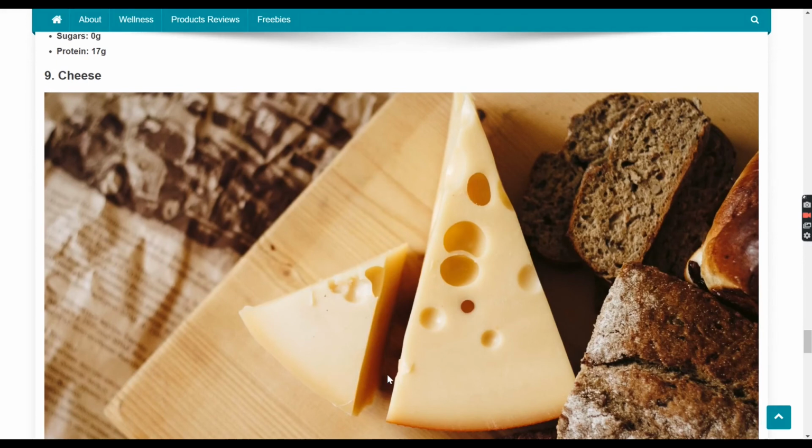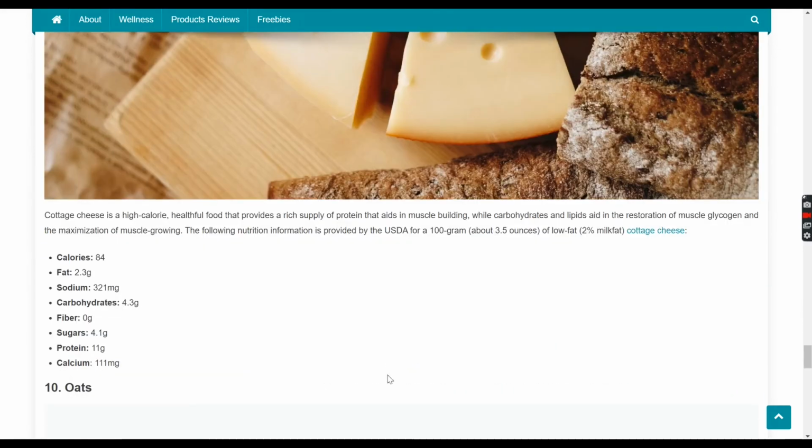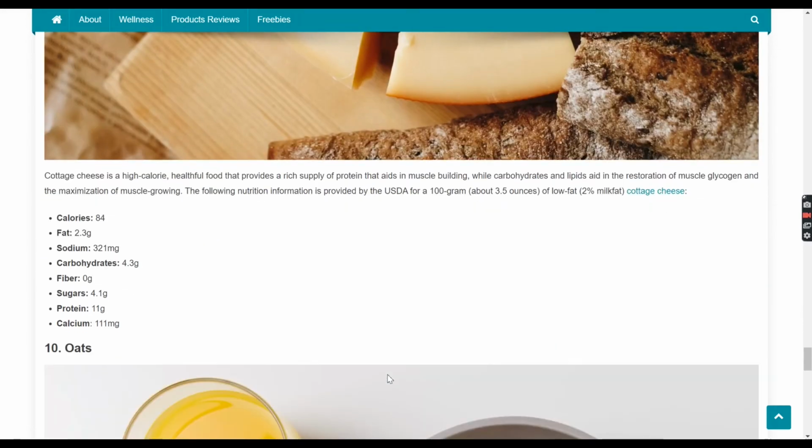Cottage cheese is a high-calorie, helpful food that provides a rich supply of protein that aids in muscle building, while carbohydrates and lipids aid in the restoration of muscle glycogen and the maximization of muscle growth. The following nutrition information is provided by the USDA for 100 grams of low-fat cottage cheese.